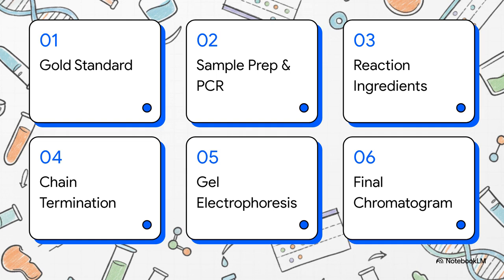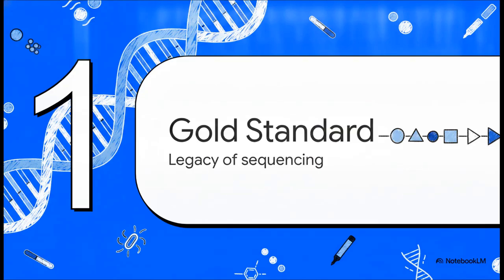We're going to prep our sample with PCR, mix up our microscopic reaction ingredients, see how elongation and chain termination actually work, sort it all out using capillary gel electrophoresis, and finally, read the final chromatogram exactly the way a modern researcher does. Let's get right to it. Kicking things off with Section 1, the sequencing gold standard. Let's see how this revolutionary method really built the foundation of modern genetics.